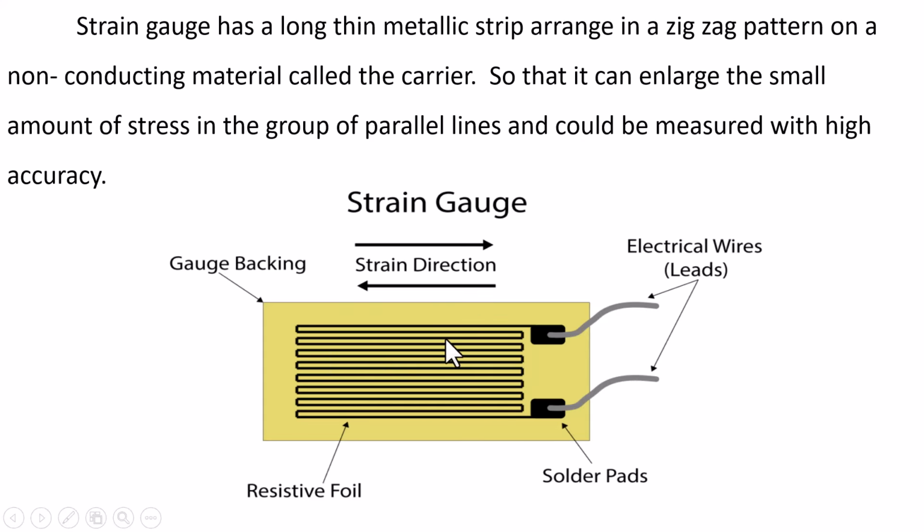So there will be slight changes in this coil. It may increase or decrease in length, like that some changes will occur. Whenever the length or diameter of this wire changes, the resistance will also change. By calculating the resistance from these leads, we can find out the strain occurring on the material. That is why the strain gauge is used to measure strain. And when force is applied, the material will undergo some strain.